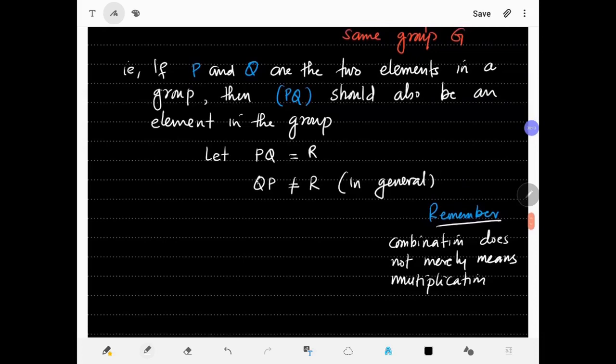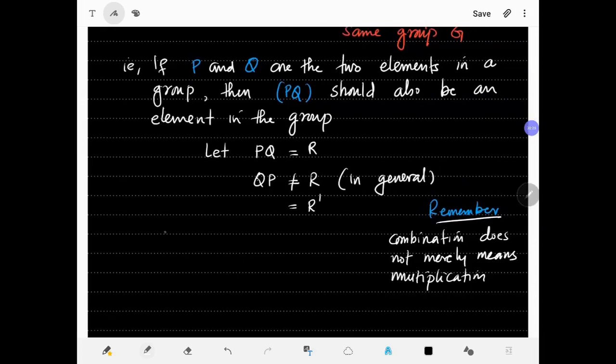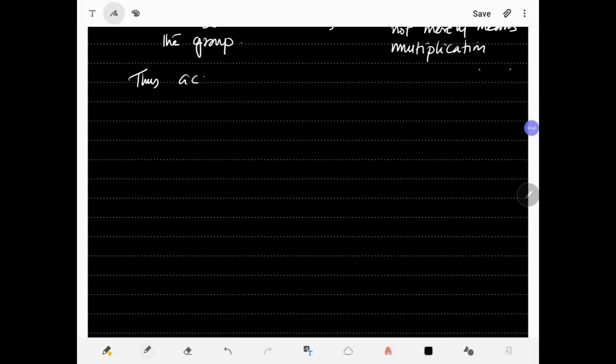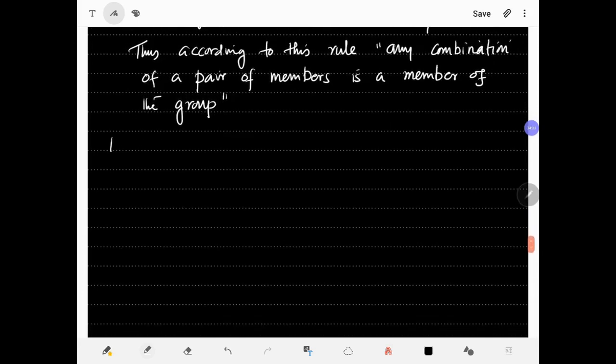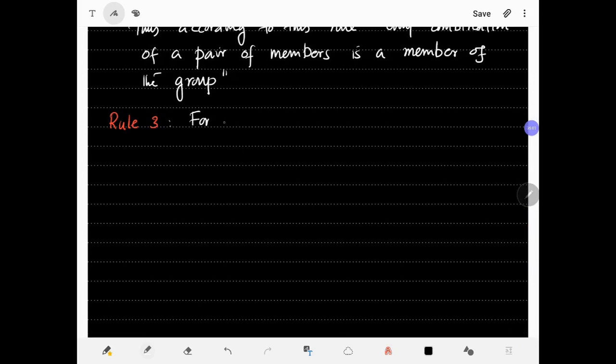So if Q and P gives R prime, then this rule says that R and R prime should also be a member of the group. Thus in short, according to this rule, any combination of a pair of members is a member of the same group. So that is about the second rule. And then comes the third rule.